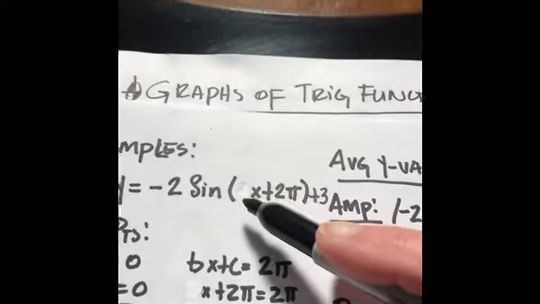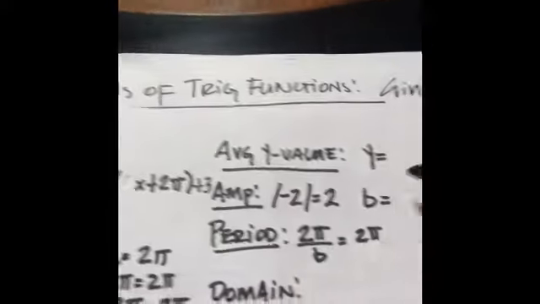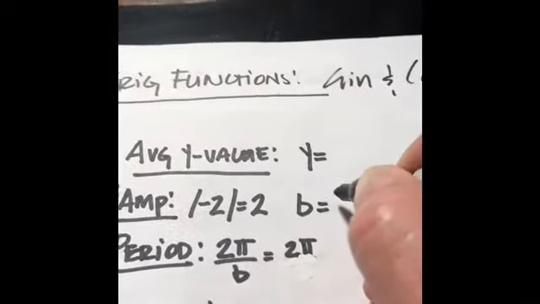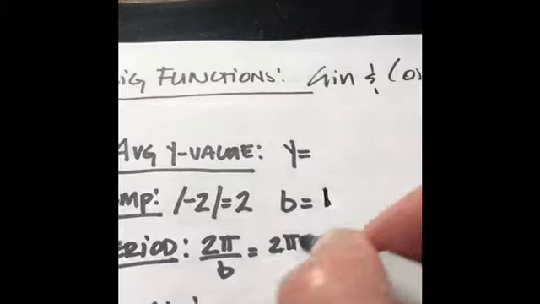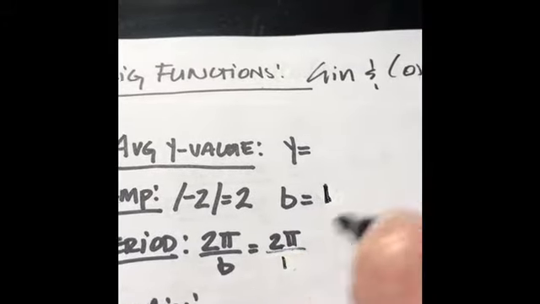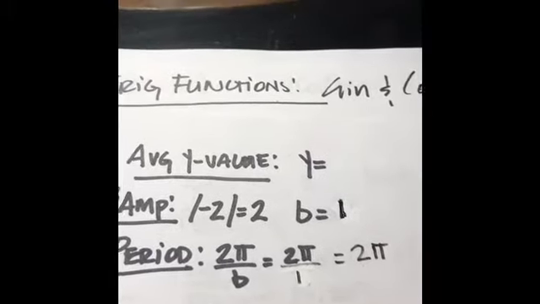My b, since there's no number in front of the x, the coefficient of the x is 1, so that means that my b is 1. So for my period, I will have to do 2 pi over 1, which is equal to 2 pi. My period in this case is 2 pi.